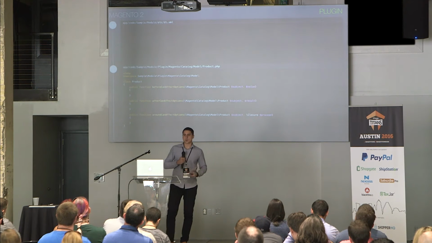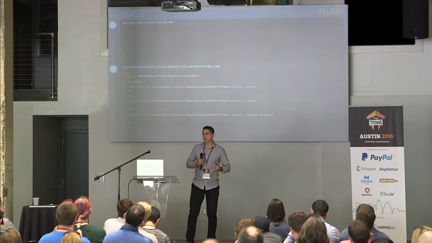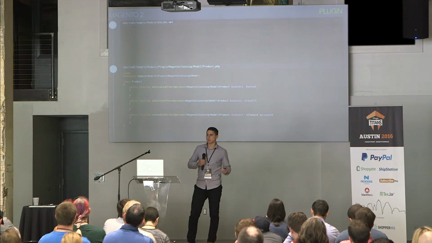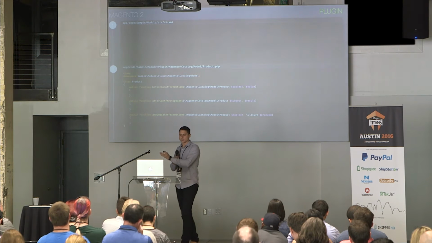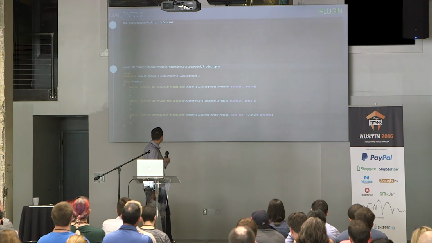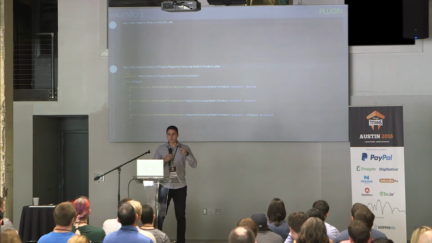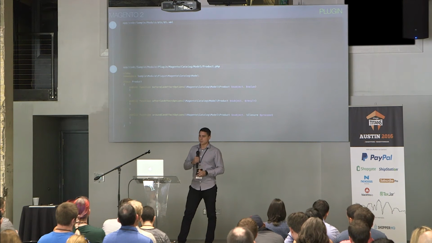Then, on that class, we can have 3 different methods. The name of those methods should start with before, after, or around, and then the name of the method that we observe. So, in this example, we are observing the canAffectOptions method, and we have the before, after, and around canAffectOptions methods in the plugin.